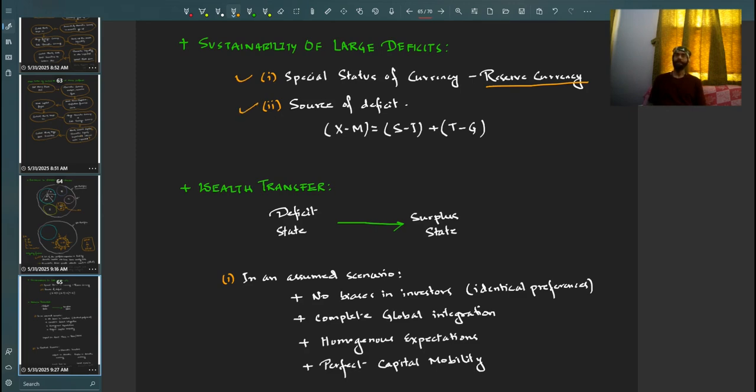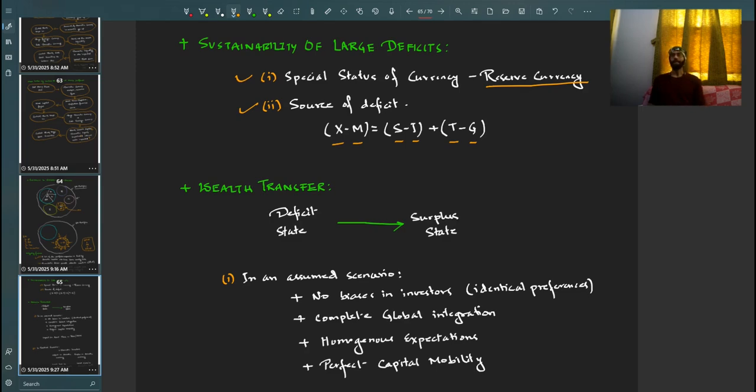The second thing, the source of the deficit. Now we have seen the current account equation, right? Exports minus imports is equal to savings minus investment plus earnings of the government minus spendings of the government. Now, what is the source of the deficit? This decides if it is sustainable or not.